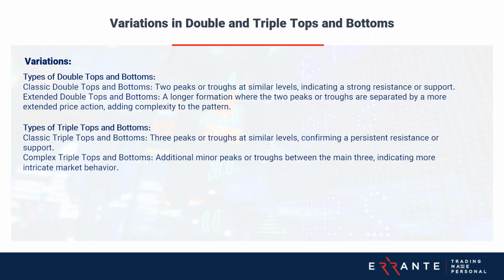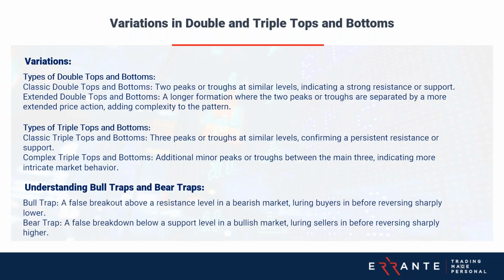A bull trap typically occurs in a bearish market. Here, the price might break above a resistance level, suggesting a bullish reversal and triggering buy signals. However, instead of continuing upwards, the price reverses and moves sharply lower. And this trap catches bullish traders who have entered long positions expecting a breakout.